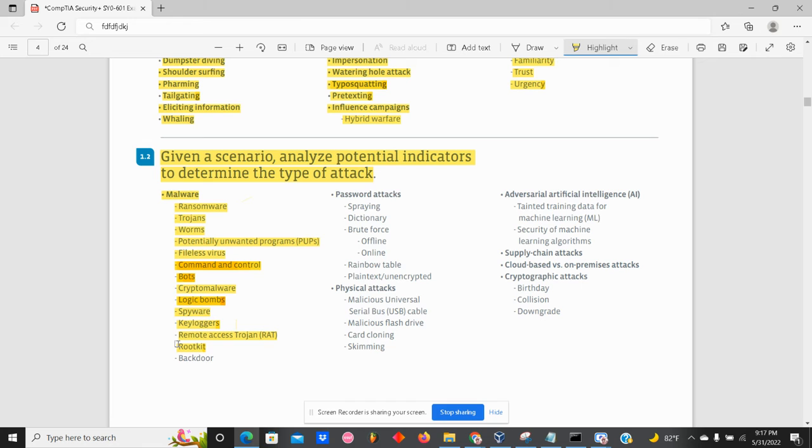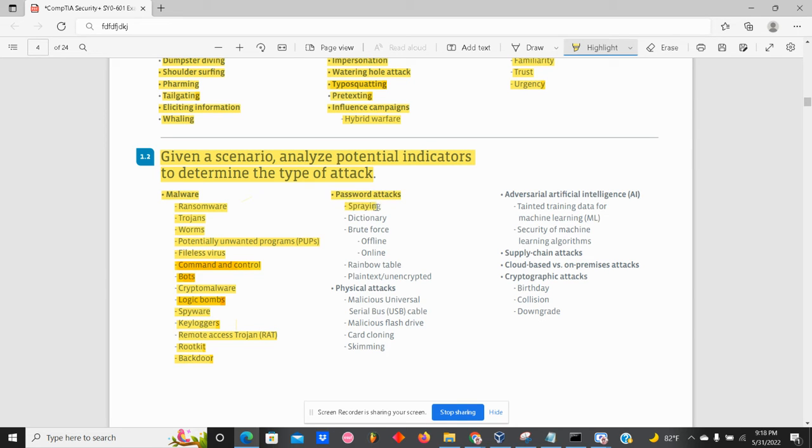Rootkits. Rootkits are used for privilege escalation in a whole system, such as Windows or Linux. They could gain administrator privilege through that, and it's usually used by downloading a fileless virus. A backdoor: when you try to hack into a system, if you install a backdoor, it's kind of like a door that bypasses all security protocols. So if you use a backdoor, it will not alert the security.